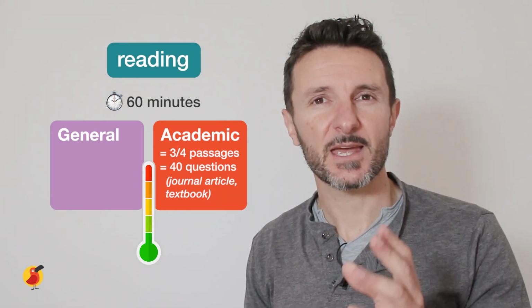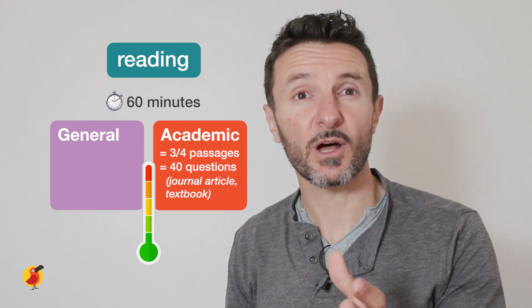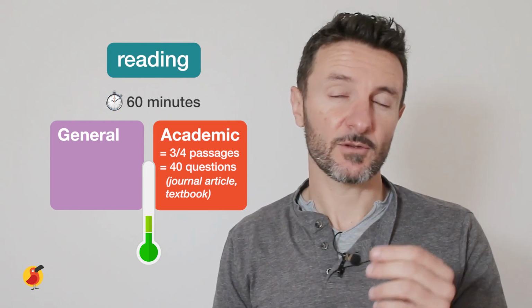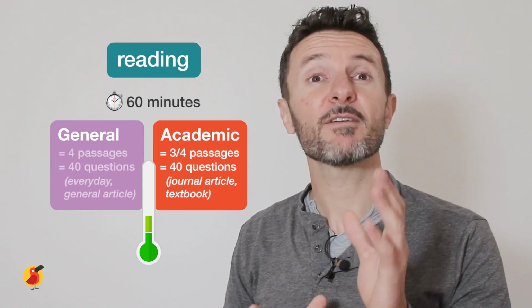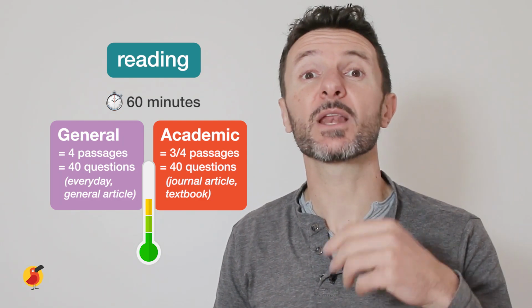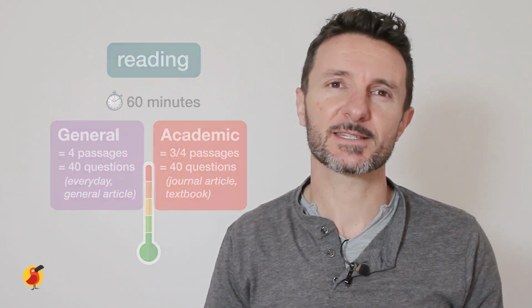Now, because you're doing the IELTS academic, in this case, these passages will be academic style passages, such as journal articles or something out of a textbook. They'll be related to topics like science or history. On the other hand, if you're doing the IELTS general test, then you will have 4 short passages. Now, the first will be the shortest and the easiest, and each passage that comes next will get longer and more difficult. And these passages will be more general, everyday type articles or texts.